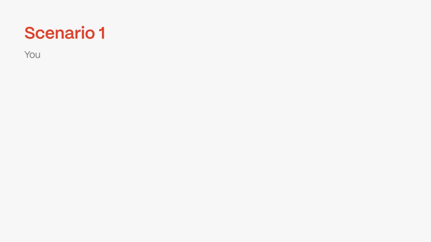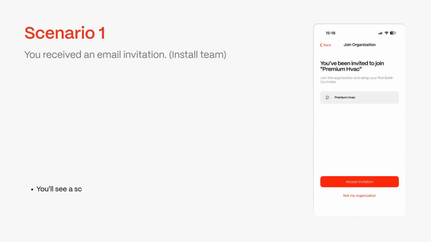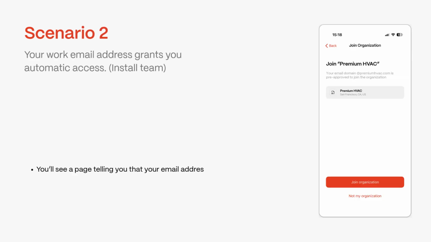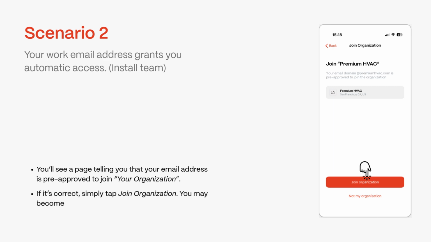Scenario 1. You received an email invitation. You'll see a screen telling you you've been invited to join your organization. If it's correct, simply tap Accept Invitation. Scenario 2. Your work email address grants you automatic access. You'll see a page telling you that your email address is pre-approved to join your organization. If it's correct, simply tap Join Organization. You may become the admin of the organization, which can be changed later.